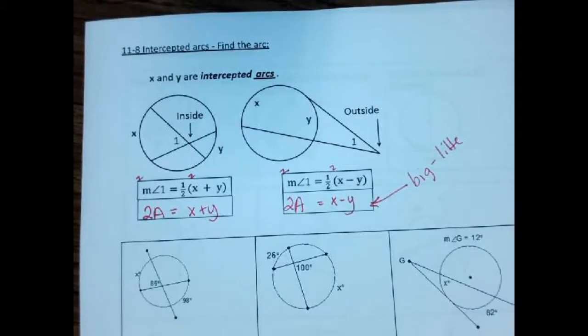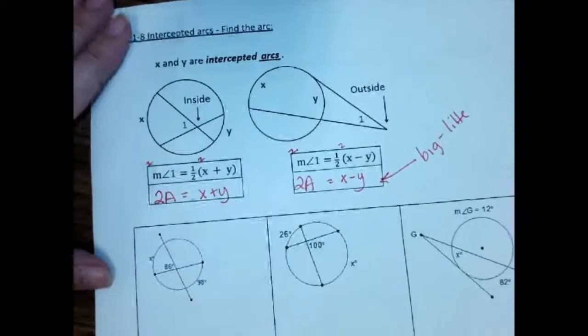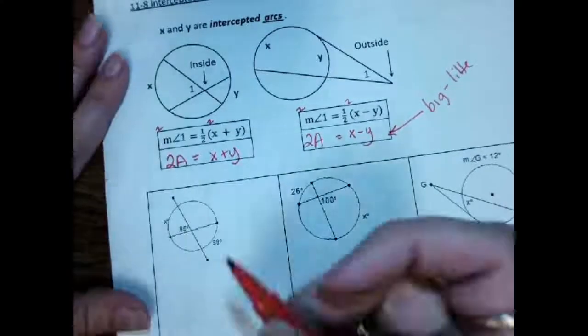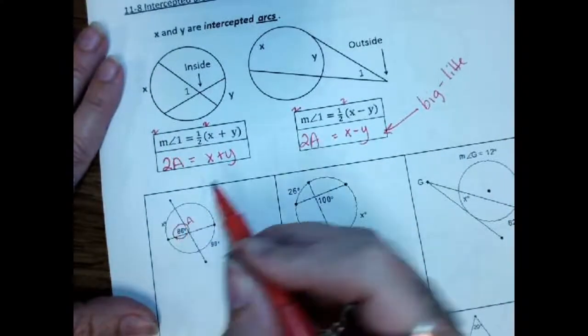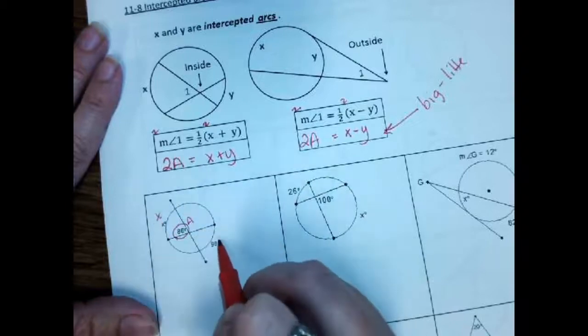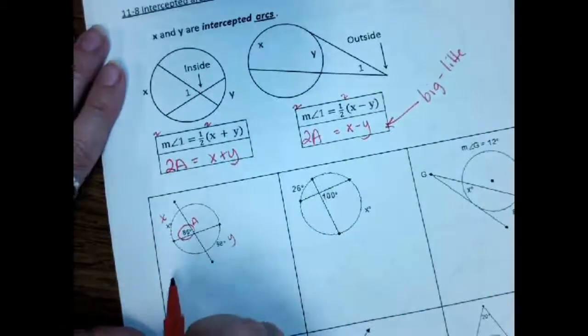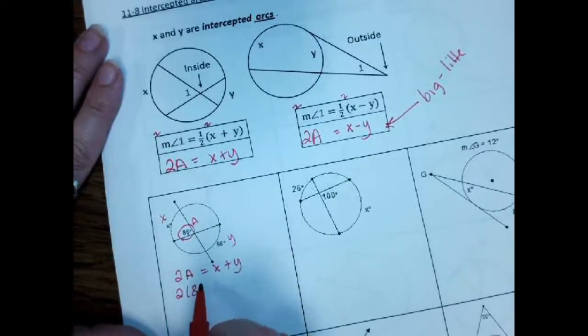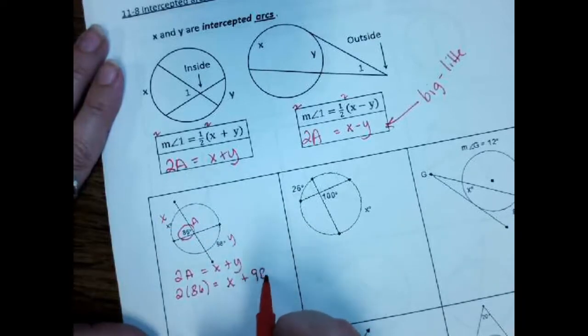And these are going to turn into some algebra problems. So here we go. These are pretty easy because it's a plus 1 to begin with. So here's the angle. This is my angle. And this is my x and my y that I'm going to plug into this formula. So 2 angle equals x plus y. 2 times the angle is equal to this side, x plus 98.